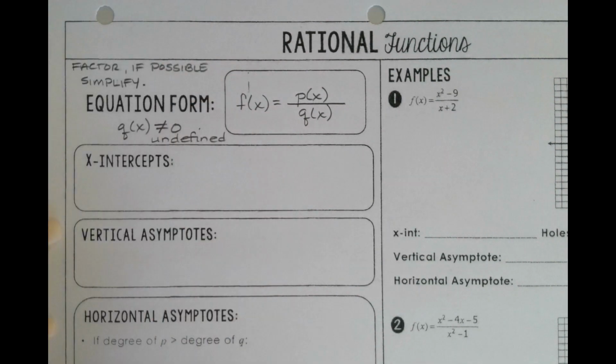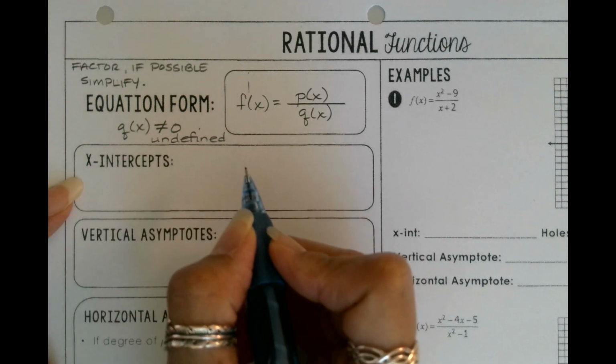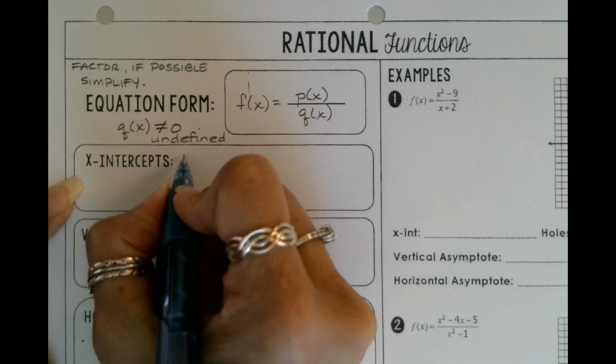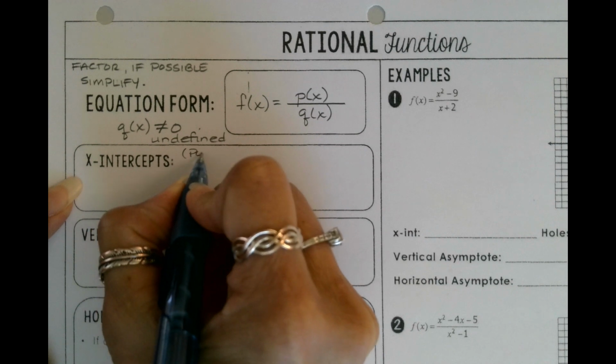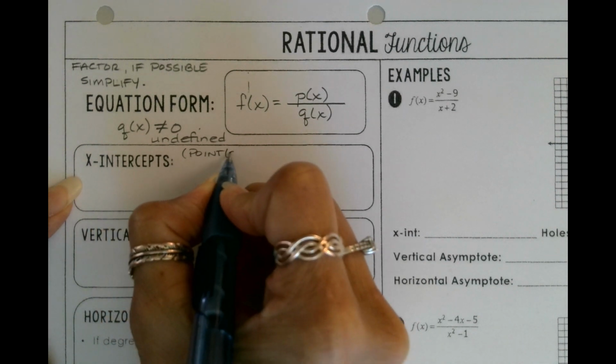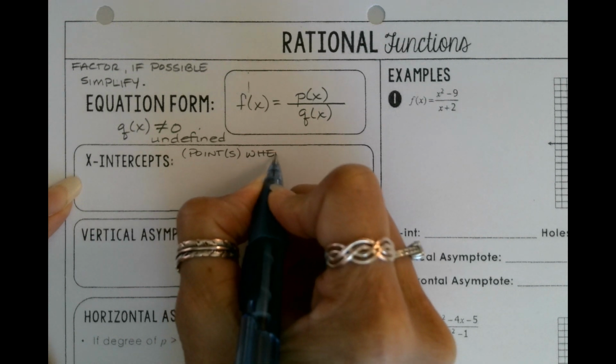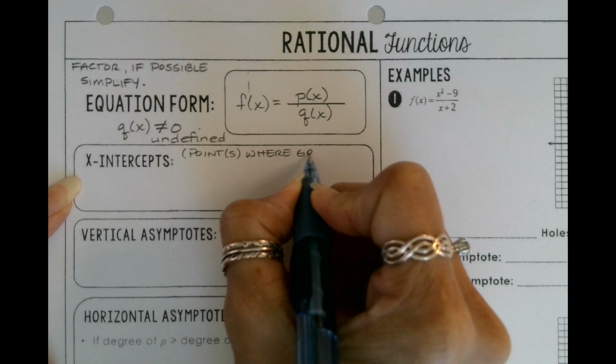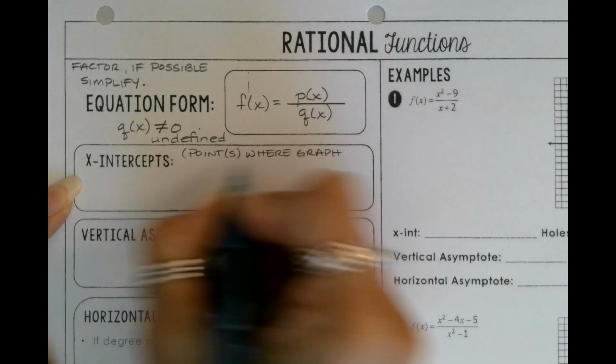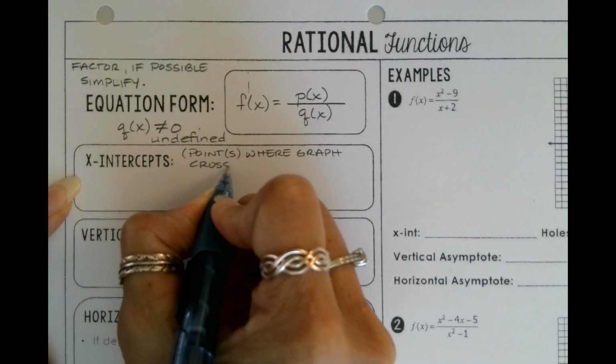Now, once you have done that, you can proceed to do the following. The first thing you will look at, and I say first thing, but any of these features, you can find them in any order. But as far as in our note-taking guide, let's address x-intercepts. The first thing is x-intercepts, and these, as a reminder, are the point or points where the graph will cross the x-axis. All right, where the graph crosses the x-axis.